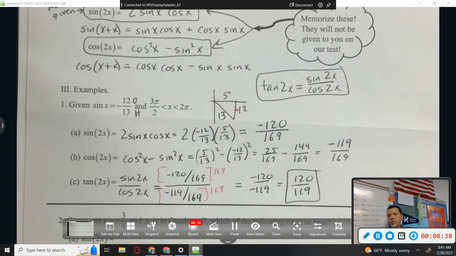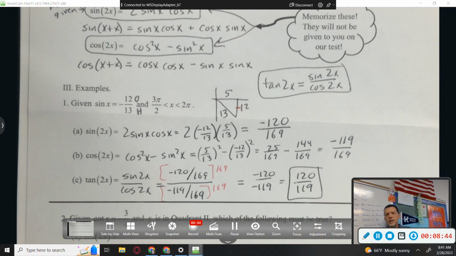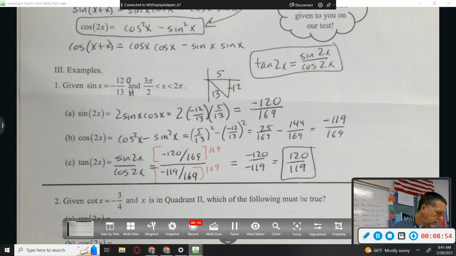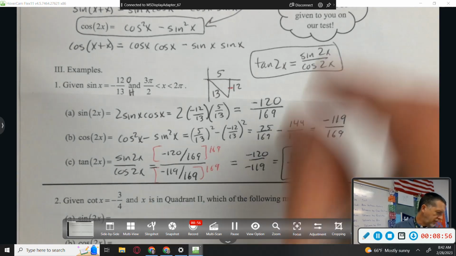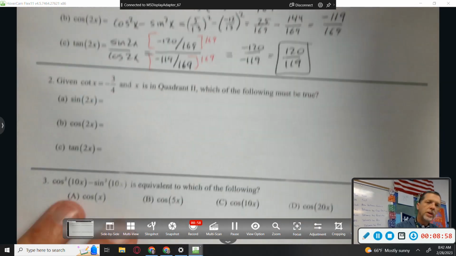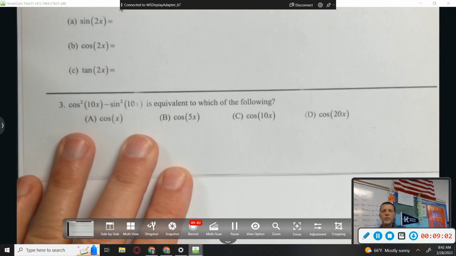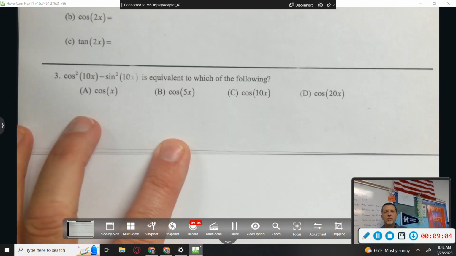Some of you might choose to keep it, change it, flip it, in which case the 169s would cancel and you'd get 120 over 119. Again, so similar to yesterday for that part of it. In fact, similar enough that I think we can skip example 2. Because again, let's draw the picture, use the formula, plug things in, not really that hard.